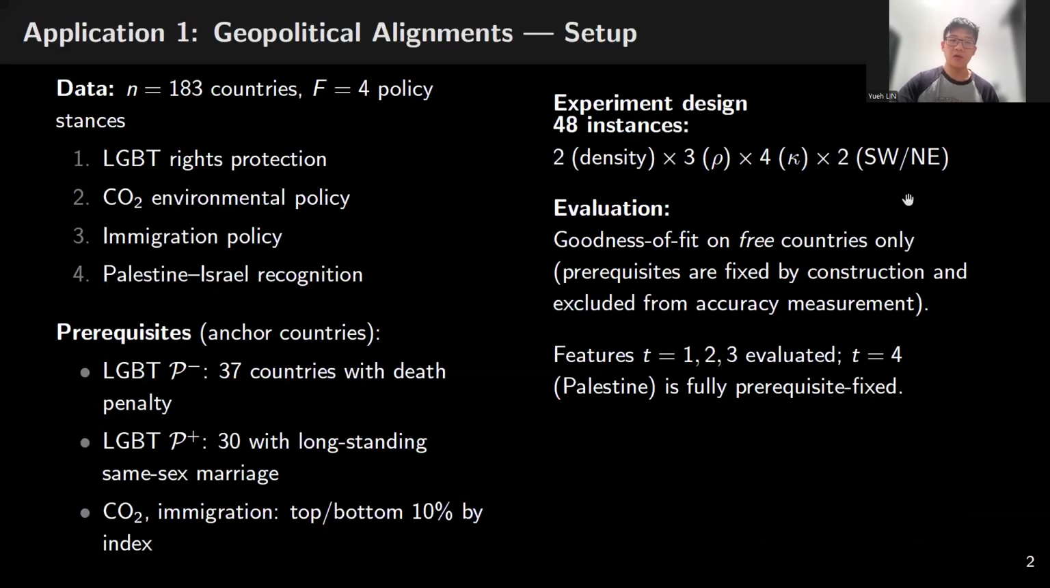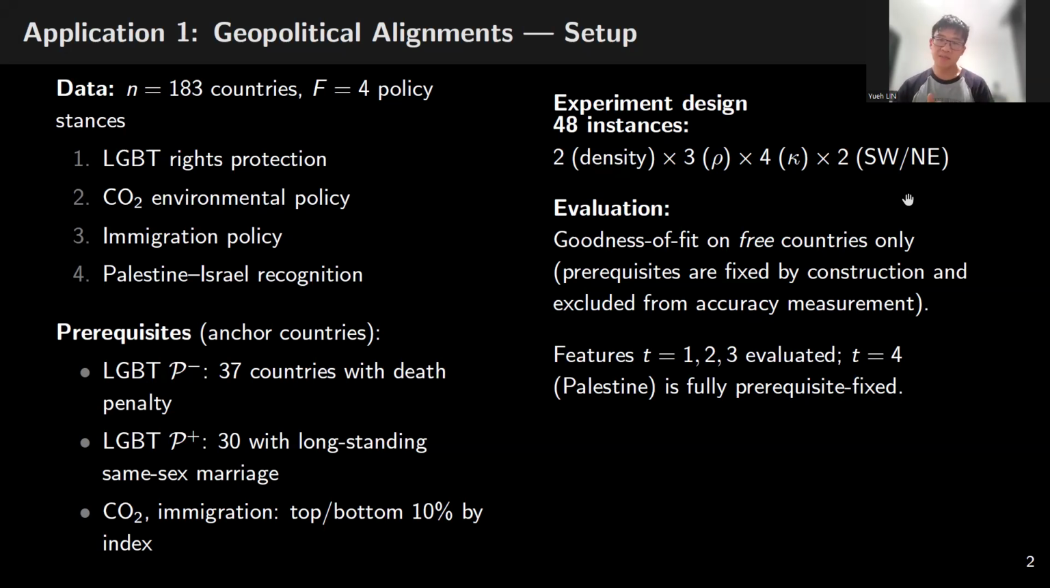We're going to see that we got 183 countries, four different policies in a UN setting. We got those four different topics. We set our prerequisites and we design our models using those rules that we discussed in the previous lecture.